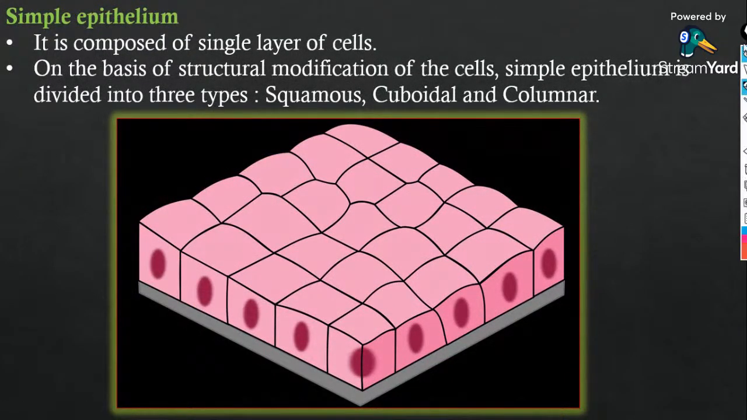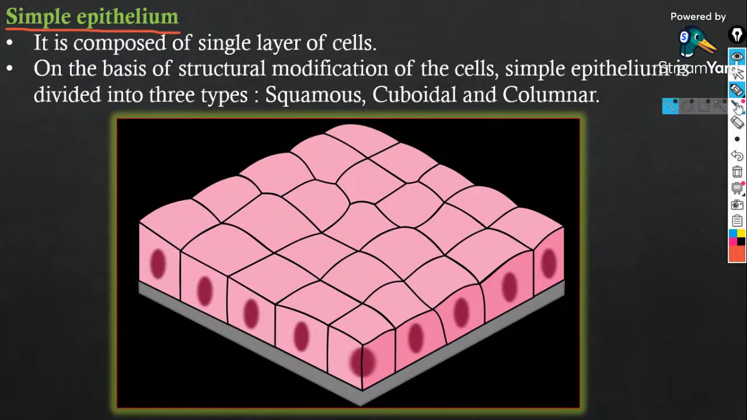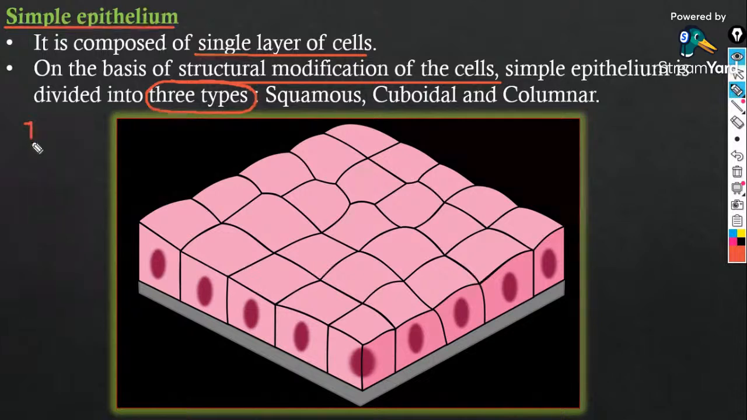Look, they are composed of a single layer of cells, right? That is why they are referred to as a simple epithelium. On the basis of the structural modification of the cell, simple epithelium is divided into three types. Very important, this is a previous year MCQ question. What is the main classification?